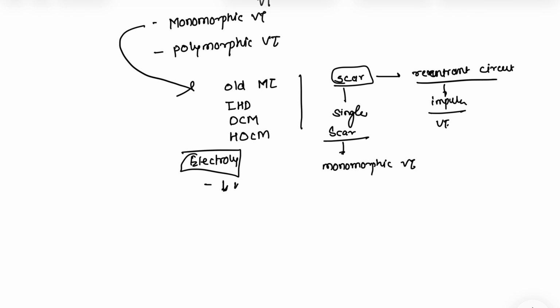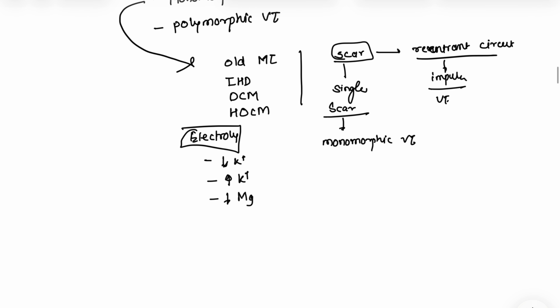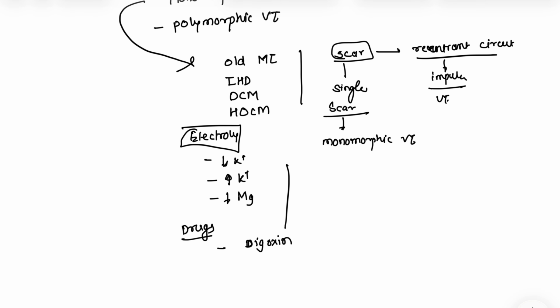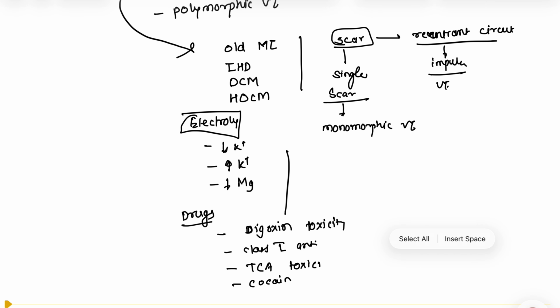We have hypokalemia, hyperkalemia, hypomagnesemia. There are a few drugs which are also responsible for VT. What are those? It's digoxin toxicity, class 1 antiarrhythmics, then TCA toxicity, and cocaine. So these are the basic causes of monomorphic VT that one should remember.